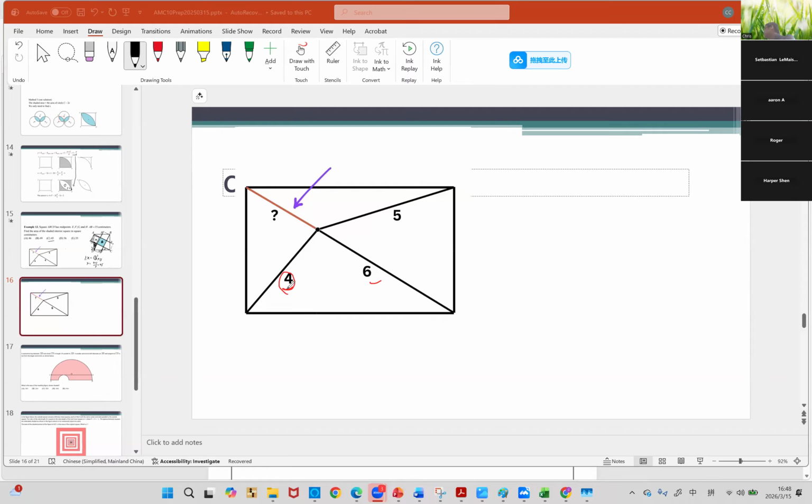So this one looks more like a hypotenuse. Right? How do we make a right triangle out of it? Well, if we draw, let's say this is A, B, C, and D.